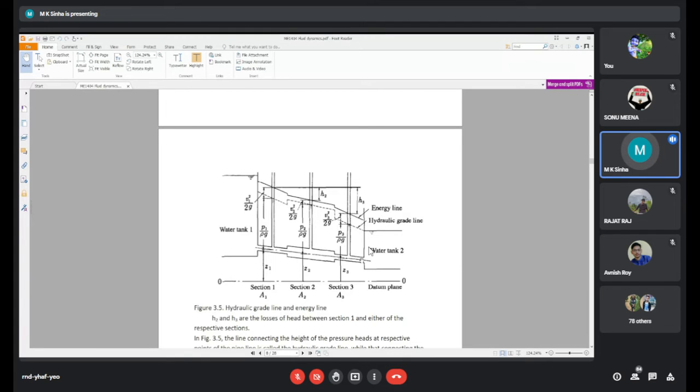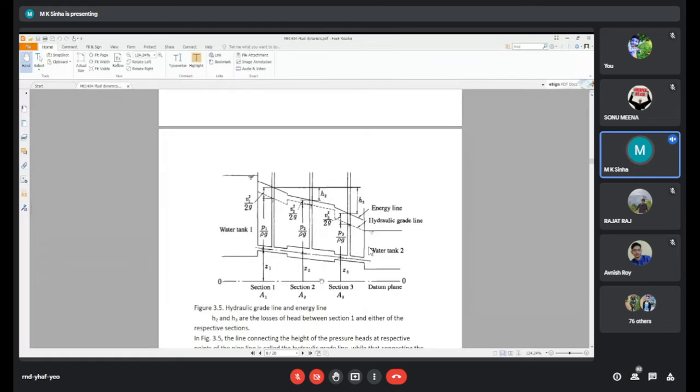So see, the interesting thing is that at section 1 there are 3 terms: Z1, P1 by rho g, V1 square by 2g. Simply, that's all. At section 2, in addition to Z2, P2 by rho g plus V2 square by 2g, one more term is added, that is H2. At section 3, Z3, P3 by rho g plus V3 square by 2g plus H3.